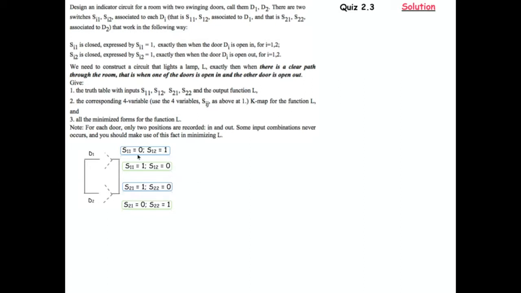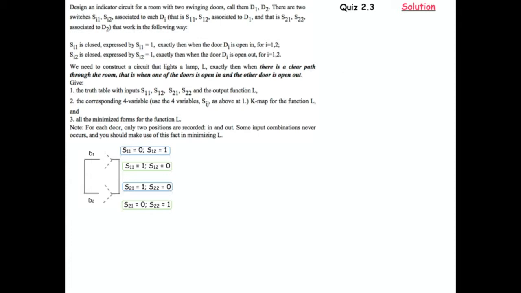So you're seeing there two combinations of states for the first door, for D1, right? There is switch S11 and switch S12, right? In the first combination, S11 is 0 and S12 is 1. In the second combination, S11 is 1 and S12 is 0. So what is the obvious redundancy here? We will see it even more obviously in the truth table.